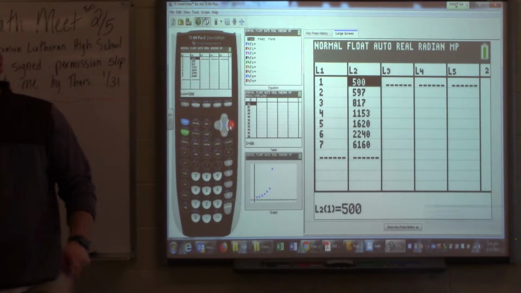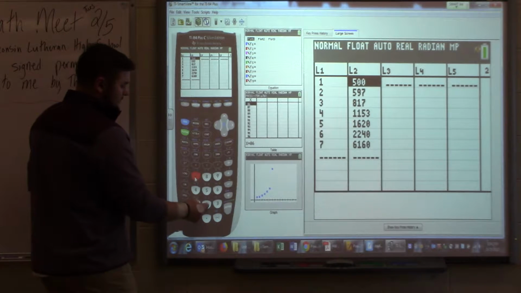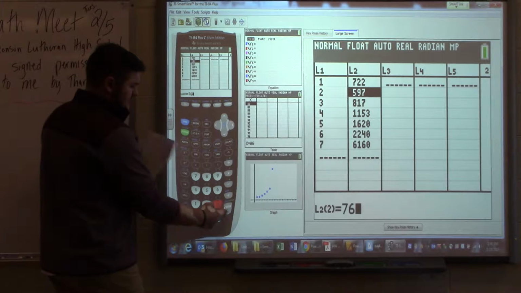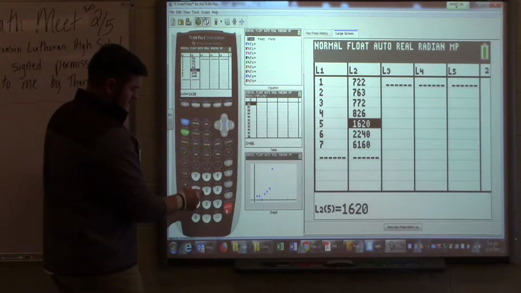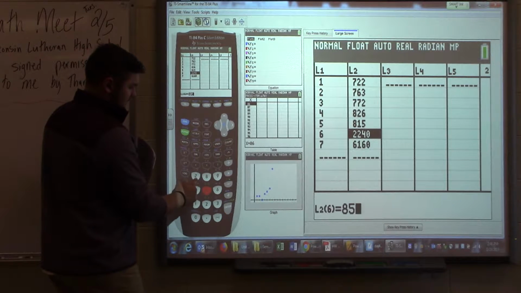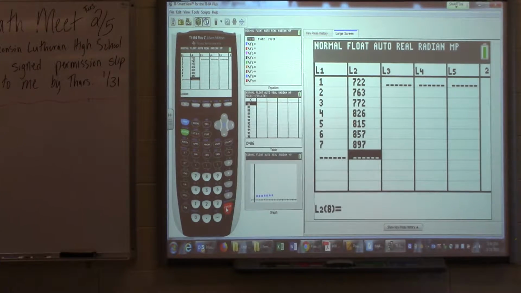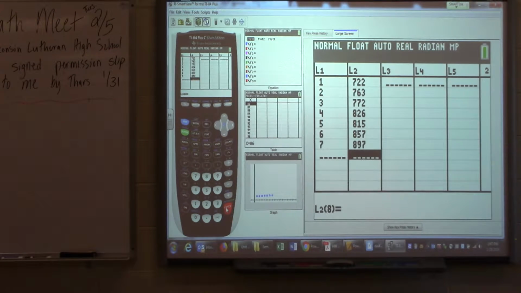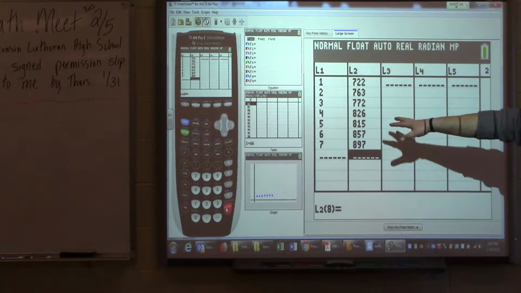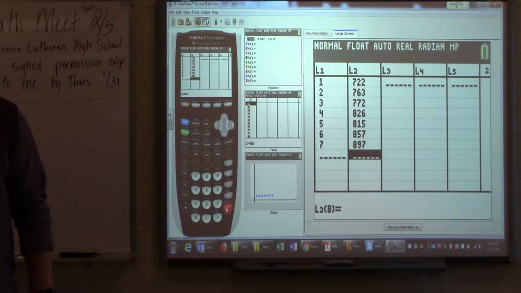So L1 is going to be my x values for my problem. L2 is going to be my y values for my problem. So 722, 763, 772, 826, 815, 857, and 897. Do not rearrange them, they need to stay together. So let me know when we get to this point, once we have this in. Okay? How we doing?